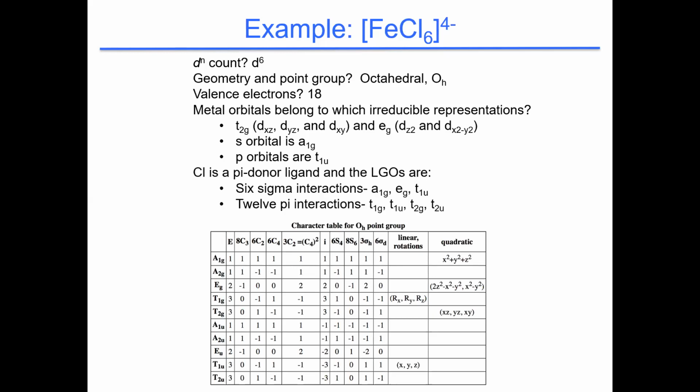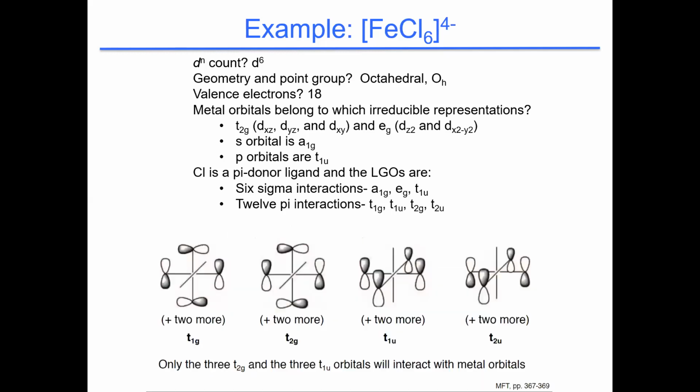Chloride is a pi donor, and so the ligand group orbitals are as follows. The 6 sigma interactions are A1g, Eg, and T1u, and then there are 12 pi interactions as well. This is what all of the pi interactions look like, plus just the 2 others in the other planes.